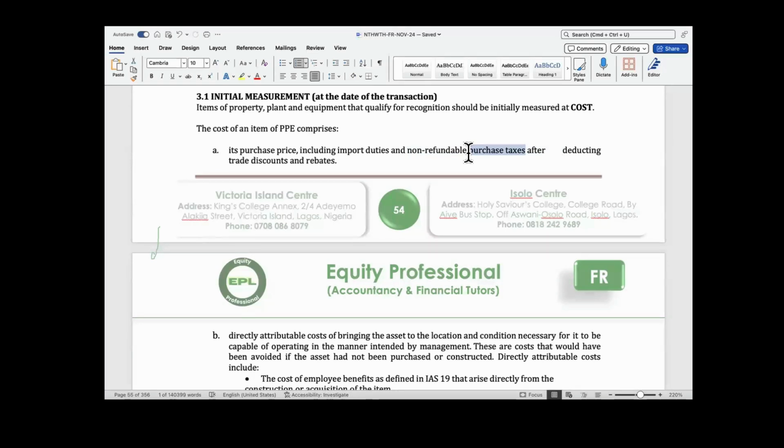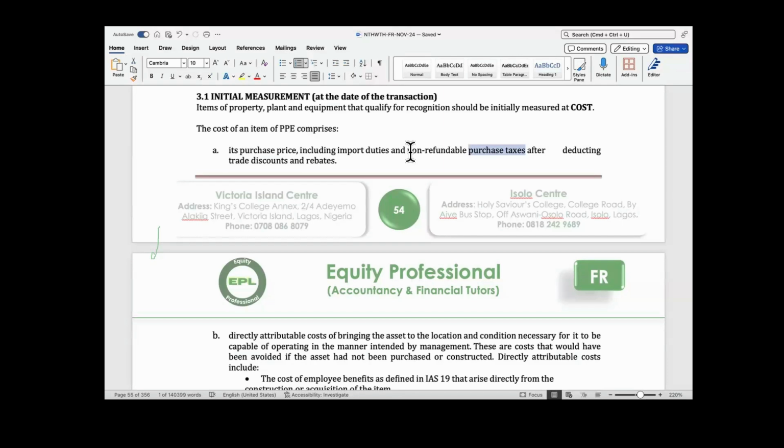However, there are some VAT that you can go and reclaim back from your tax authority. You call it output VAT. I mean, you have suffered input. You can go to your tax authority and reclaim it. They will give you refund. That one that you can reclaim, you cannot capitalize that one. That is not what we are talking about. And usually, that one does not even apply here.